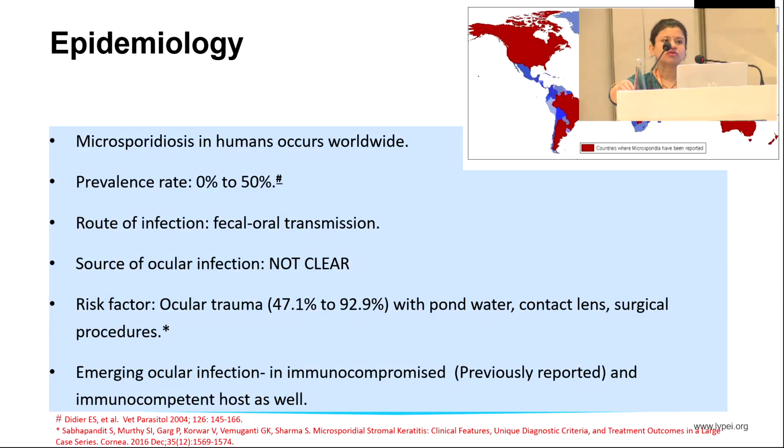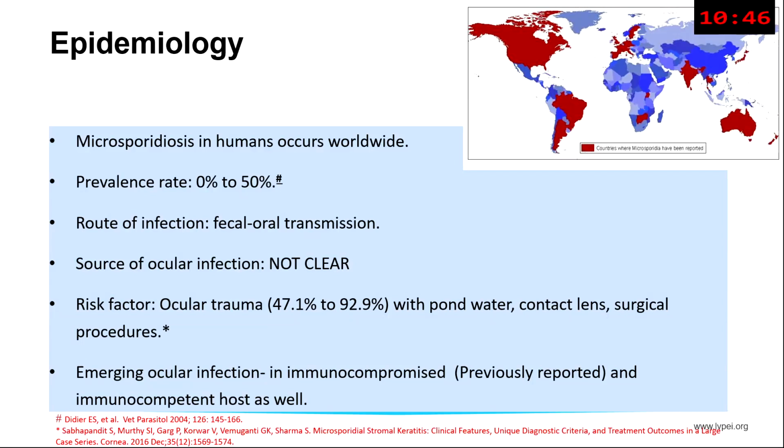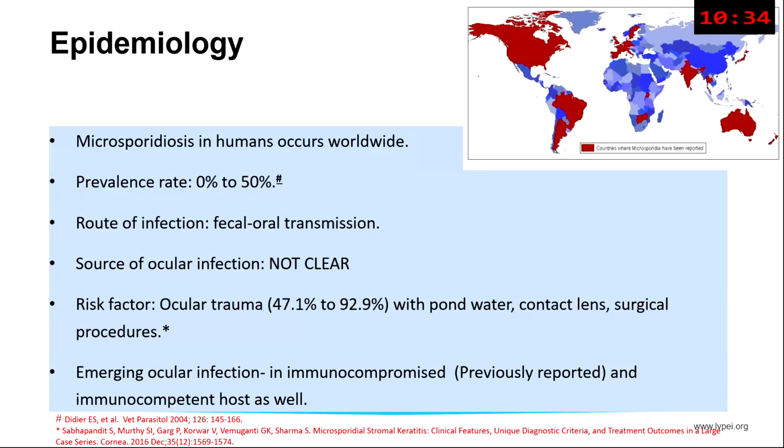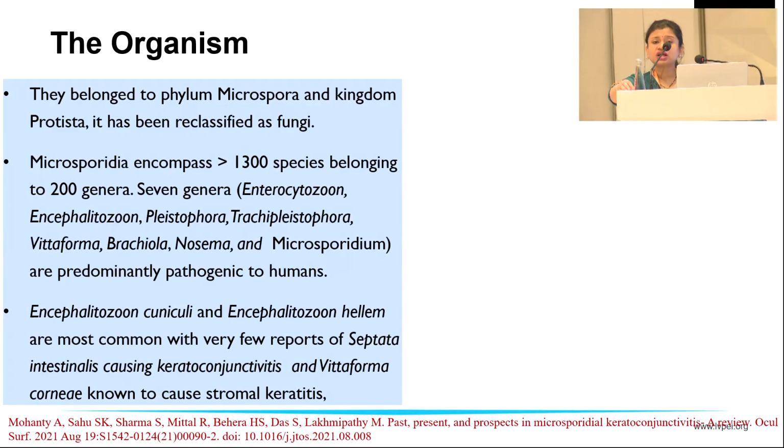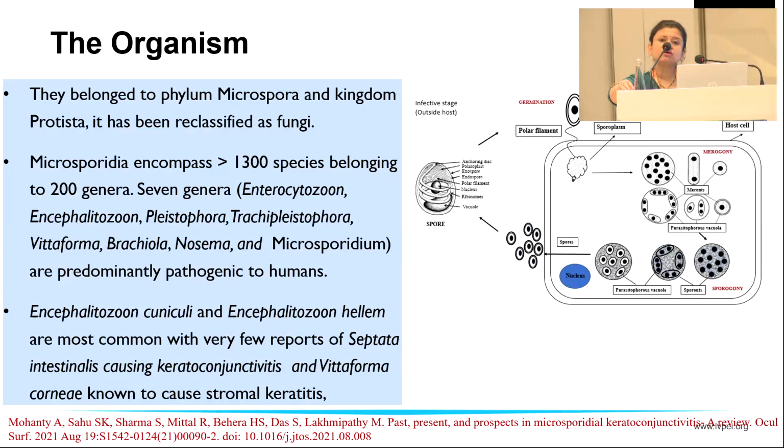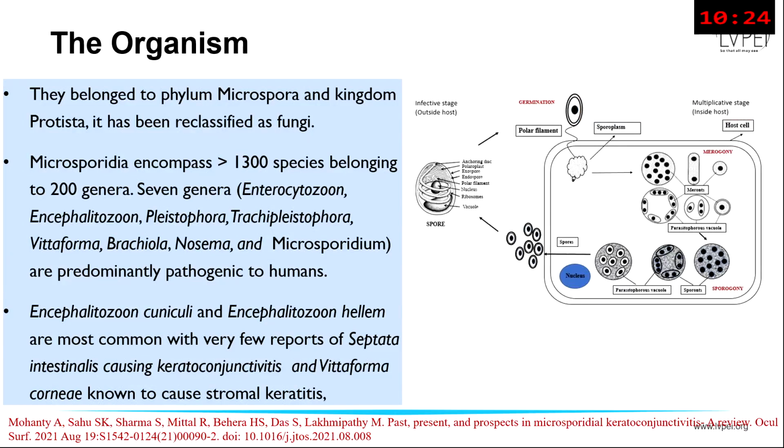The route of infection is fecal-oral, whereas the source of ocular infection is not clear, mostly following exposure to the dirty water of ponds, swimming pools, or among rugby players, followed by contact lens users. Rarely, it has also been reported after refractive surgery. Previously it was reported in immunocompromised patients, but now there is an emerging ocular infection among immunocompetent patients as well.